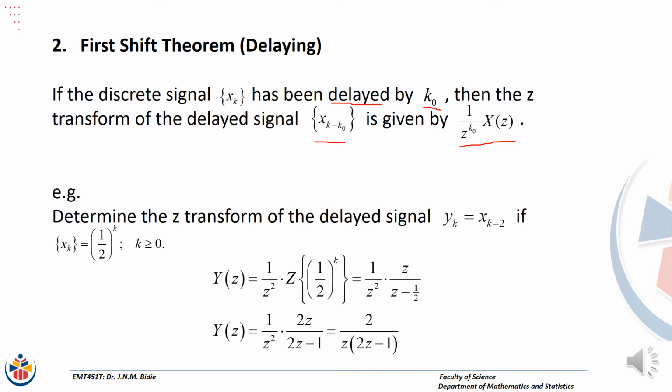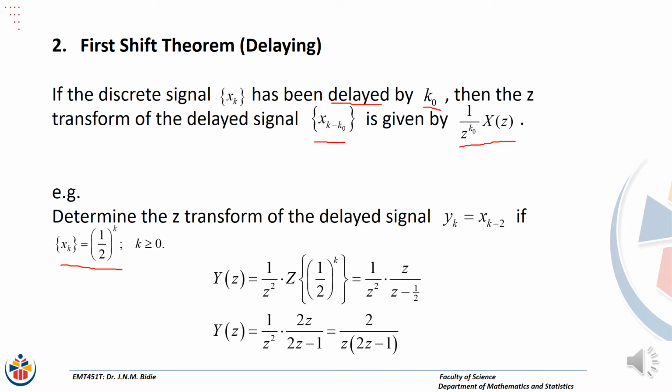Note once again, the Z transform of x of k minus k naught is 1 over z to the power k naught multiplied by the Z transform of the original discrete signal xk. Let's take an example here. We have the original signal to be half to the power k, and it's also a causal sequence. And then we have the delay of xk minus 2 given to be yk.